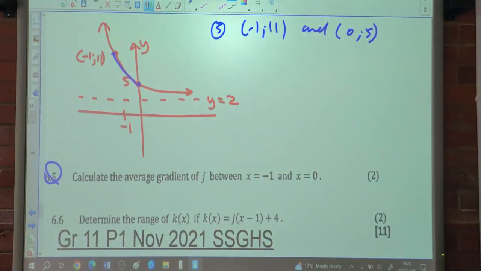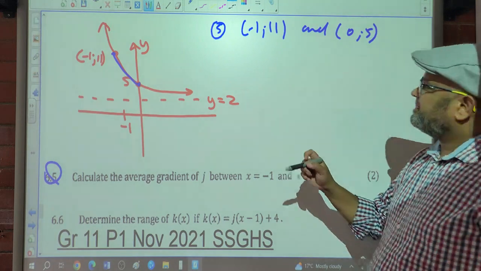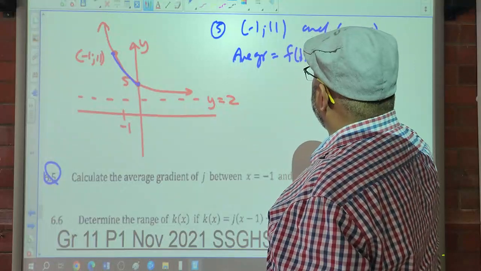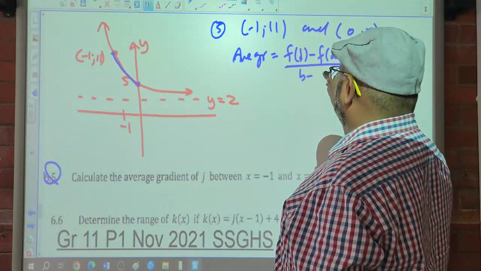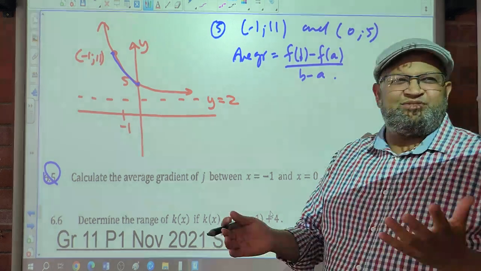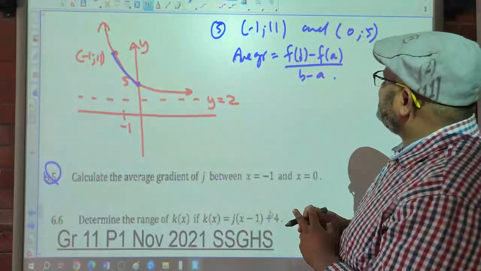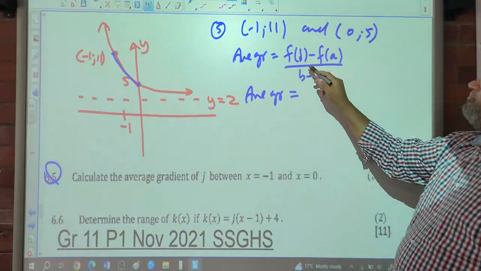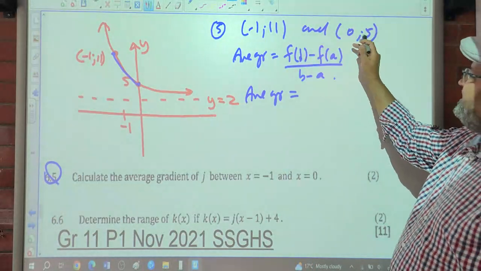So how do you work out average gradient? As we normally work out gradient. The gradient is f of b minus f of a over b minus a. But if you write y2 minus y1 over x2 minus x1, you won't be penalized. But this will lead into a topic that we're going to do next year, which is calculus. Well, some of us are going to do it next year. All of you are looking so sad all of a sudden. So the average gradient is equal to, now, b and f of b form a coordinate.